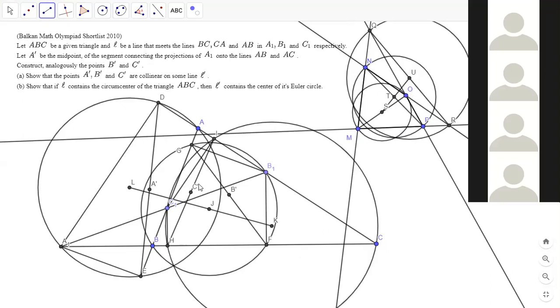So I wonder, maybe there could be a way to do it here. I'm not sure yet.